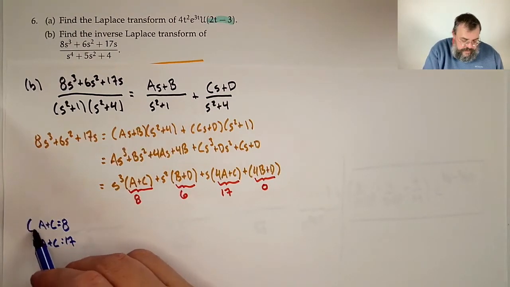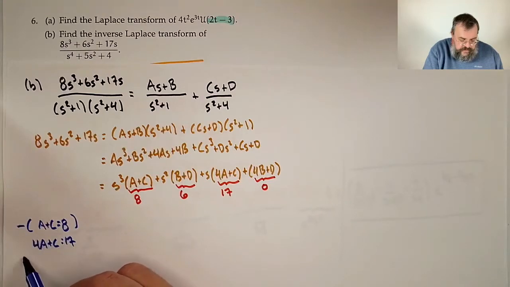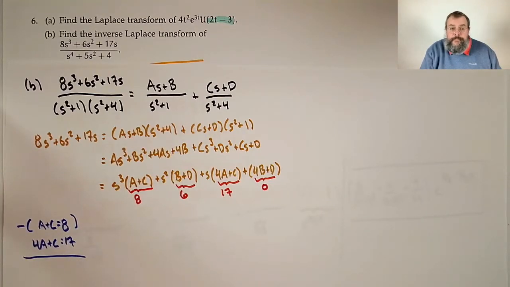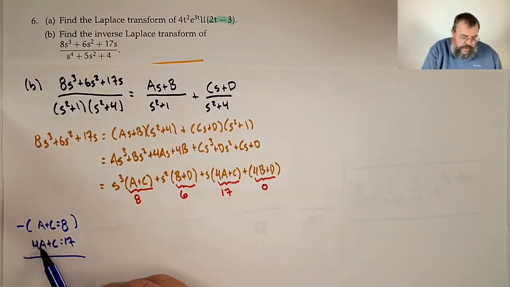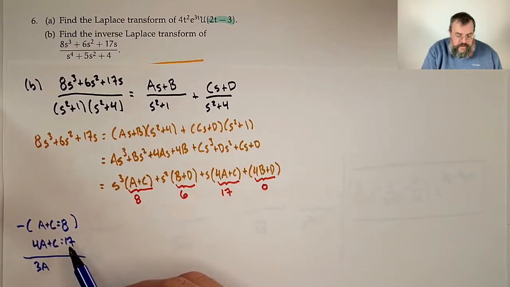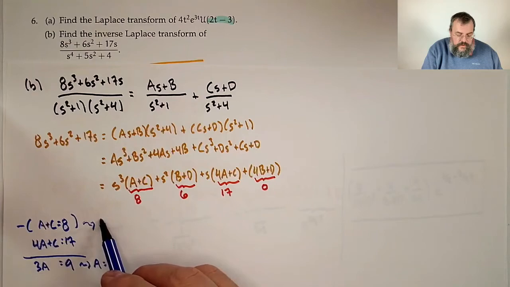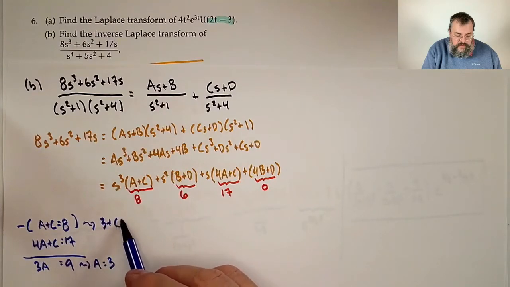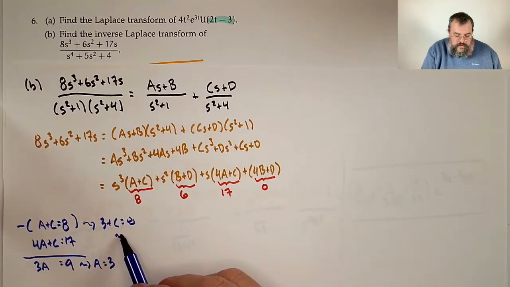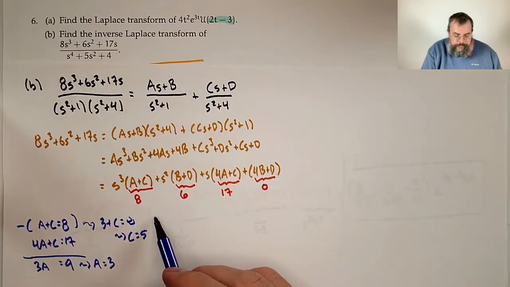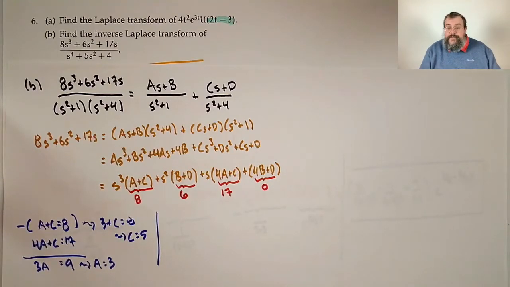All right, well, imagine you multiply the first one by a minus, and you add the two together. Well, 4a minus a is 3a. The c's cancel, and 17 subtract 8 is 9. All right, that says a equals 3. And now you say, oh, if a equals 3, 3 plus c equals 8, and so therefore c equals 5. Okay, so now we know a and c.